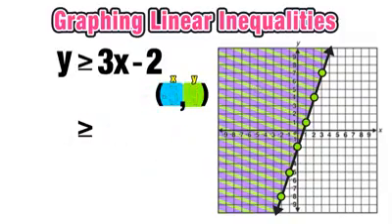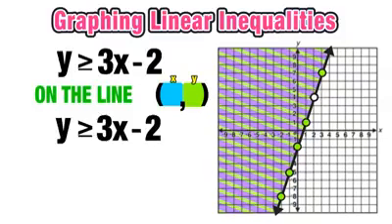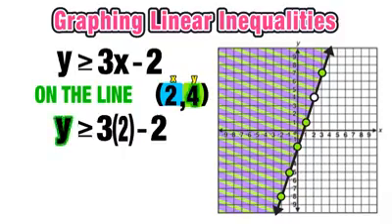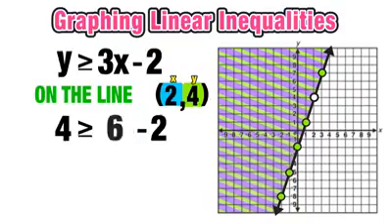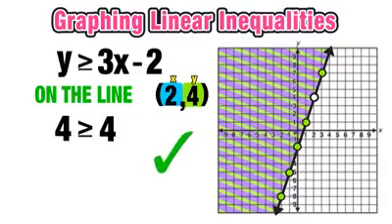Next, we'll look at a point that is on the line. In this case, the point with coordinates 2, 4. So again, we're just going to replace the x value with 2 and the y value with 4, and then we can evaluate. So we know that 3 times 2 just equals 6, and 6 minus 2 equals 4. And what we are left with here is 4 is greater than or equal to 4, which we know is true.